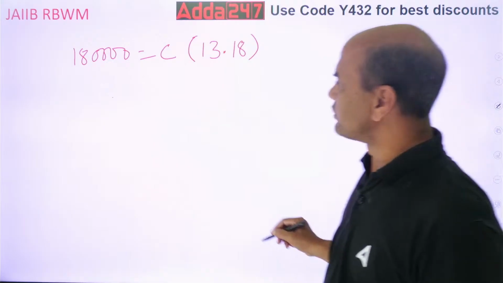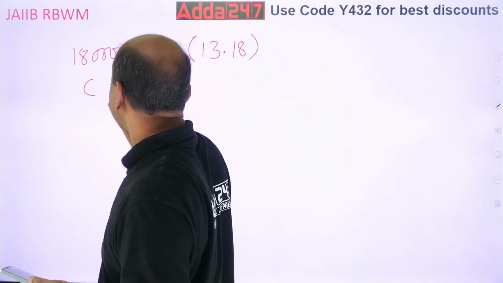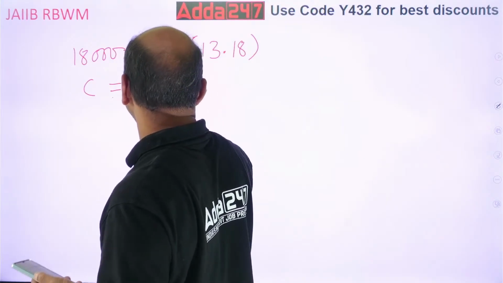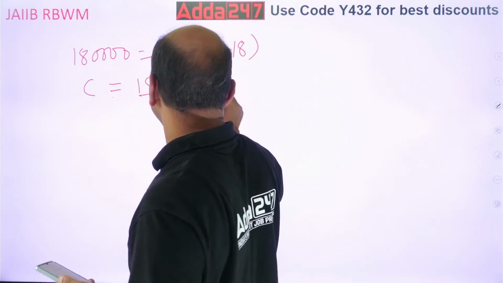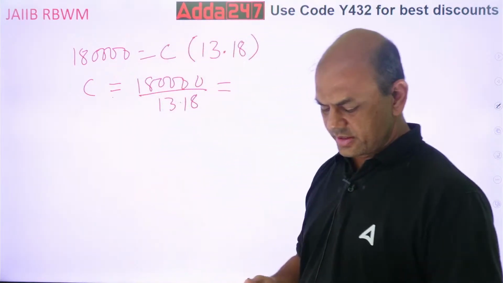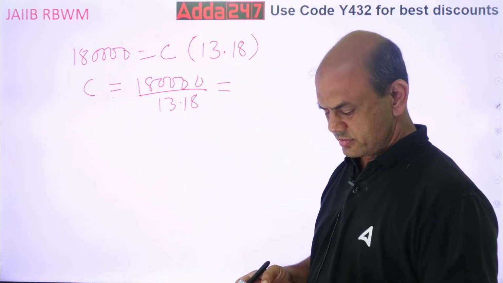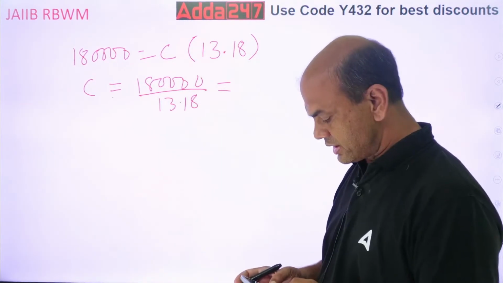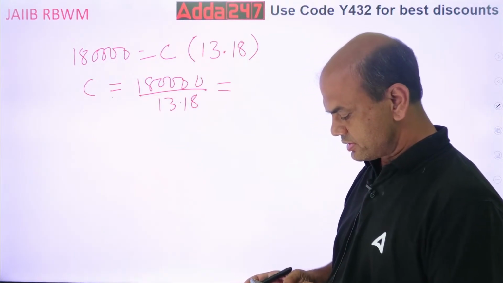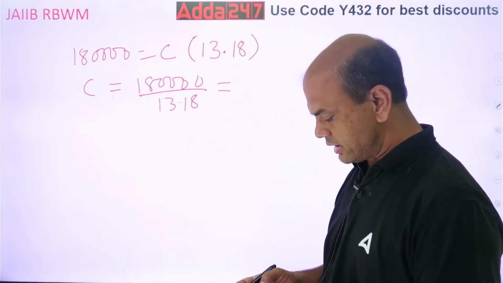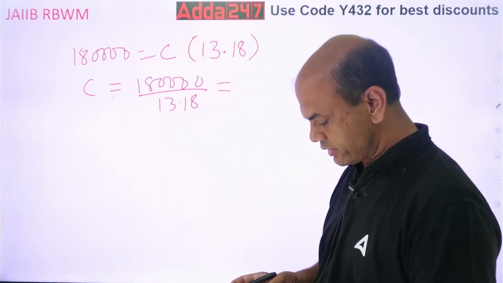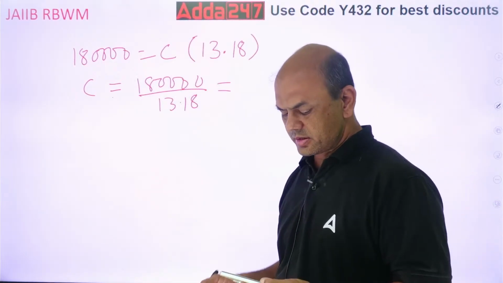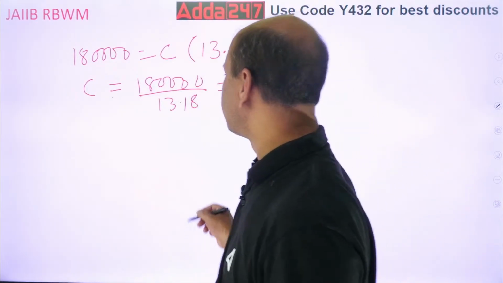So now C equals to what? C equals to 1,80,000 divided by 13.18. Get the answer now, everyone. 1,80,000 divided by 13.18. I'm getting it as 13,657. Are you getting the same?